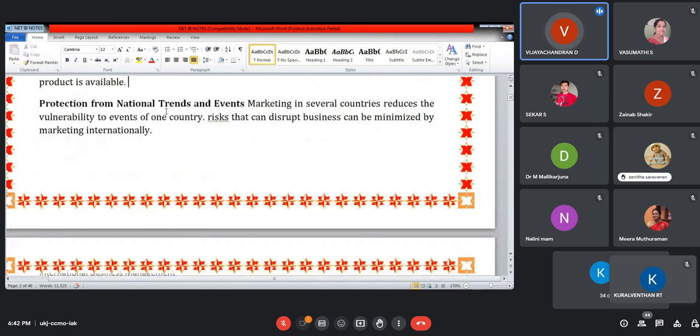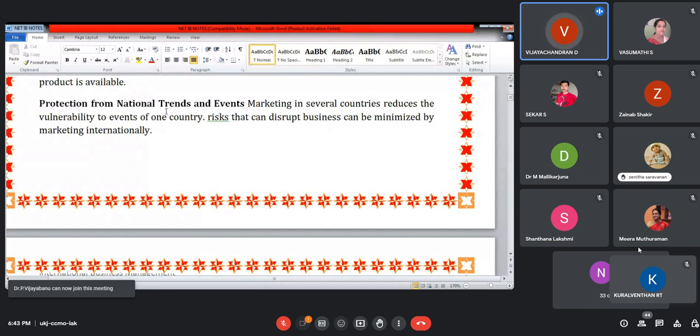If any natural calamities are there, they will not be focused on one country, so it will be offset by another country. So the risk will be minimized. In the case of the domestic market, if any natural calamities or natural mishaps happen, the total business will be stopped. This will not be possible in the case of international trade.